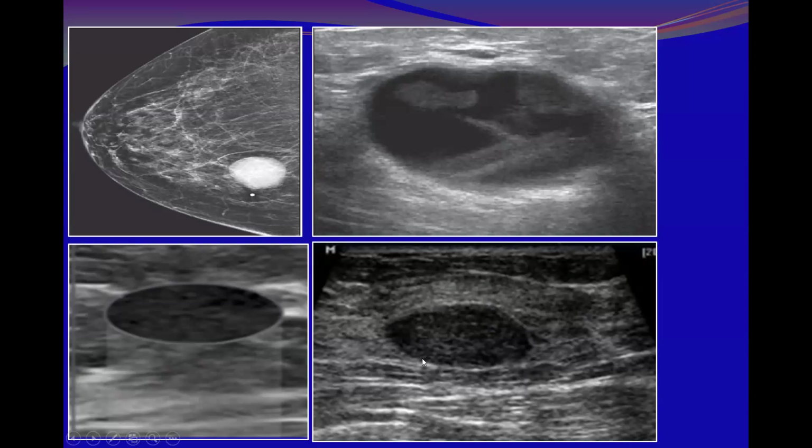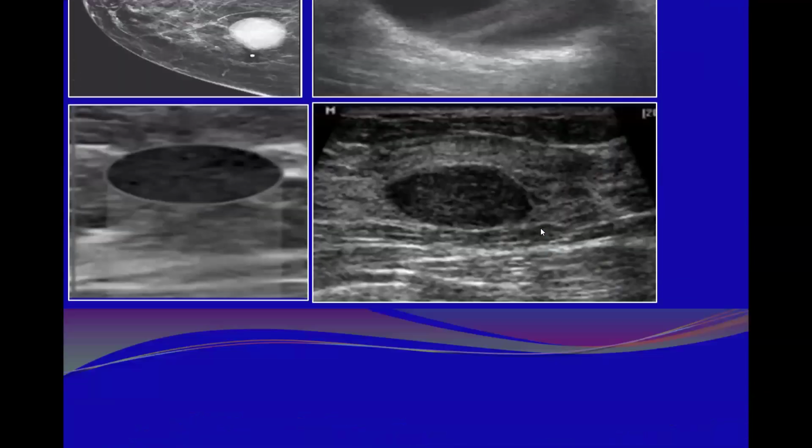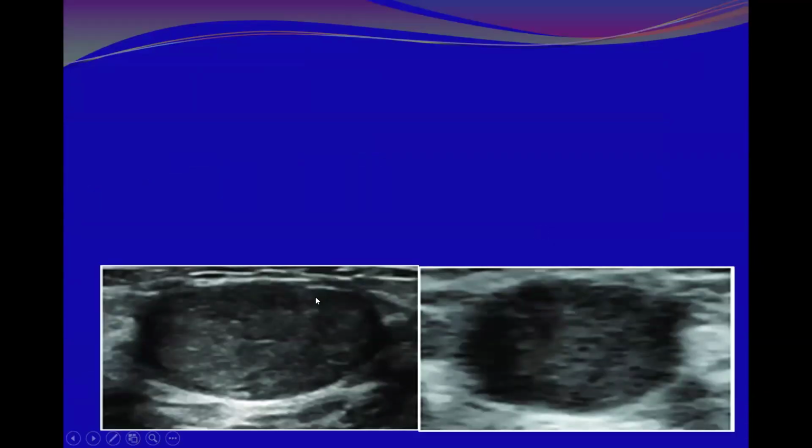There is a pseudocapsule seen throughout like this one. Definitely, if you compare it with this one, look here, even look here. You can see a faintly hyperechogenic rind seen here, and here it is very indistinct in this area. Again, if we look at this one, it seemed to be more or less sharply demarcated, but look at this one. They reported it also as circumscribed.